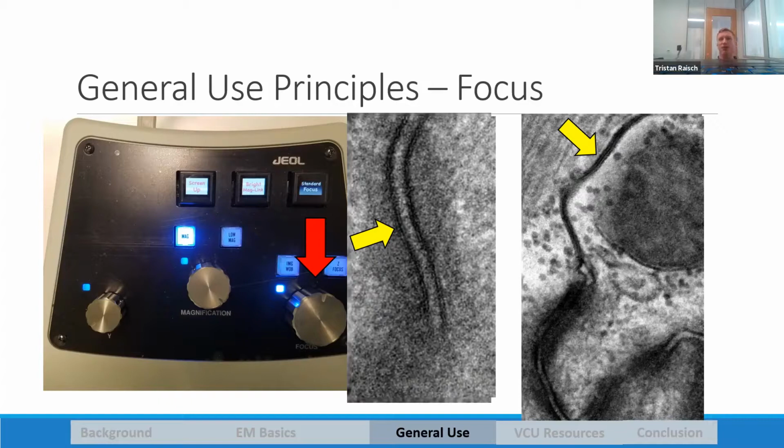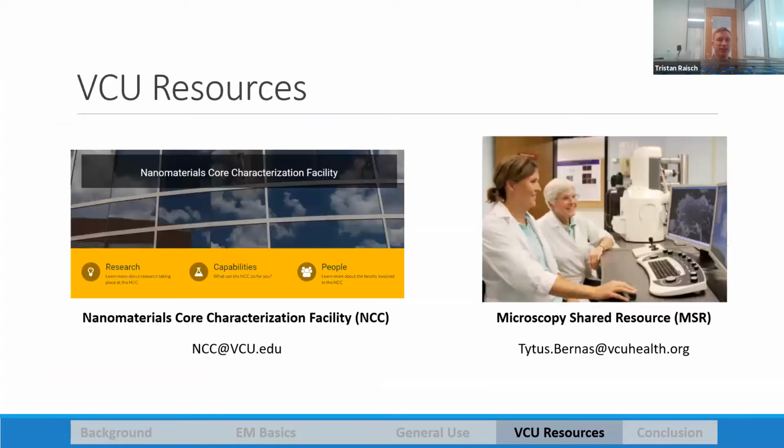Now you may be wondering who you can talk to about all the questions you might have and who would be able to train you to take such excellent images. Well, we have some truly amazing core resources available to us at VCU, and I'd like to highlight two facilities in particular: the Nanomaterials Core Characterization Facility, or NCC, and the Microscopy Shared Resource, aka the Microscopy Core. The NCC is located on the Monroe Park campus, and the Microscopy Core is in Sanger Hall on the MCV campus.